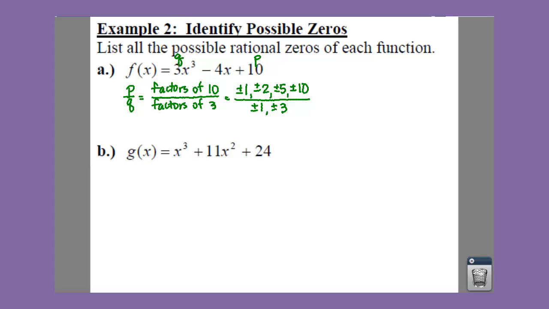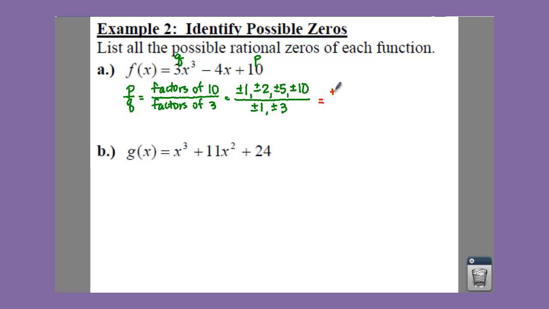Now this is not the end. What you're going to do is pair up everything on top with everything on the bottom. So we're going to take a 1 over a 1, and then a 1 over a 3. Then a 2 over 1, and a 2 over 3, 5 over 1, 5 over 3, 10 over 1, 10 over 3. You're going to have to list out all of these fractions.